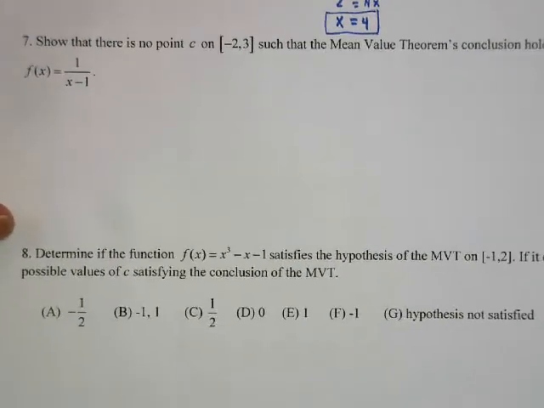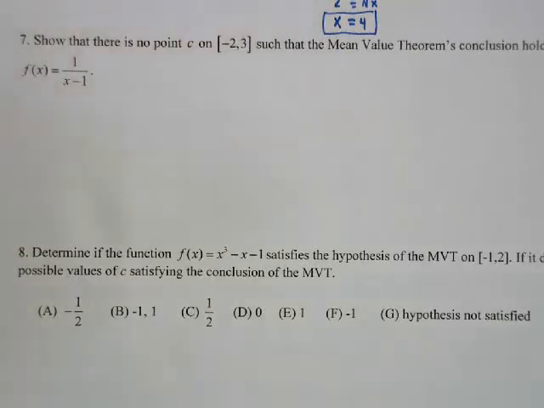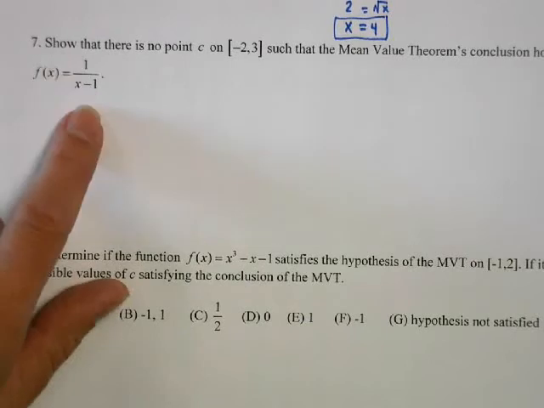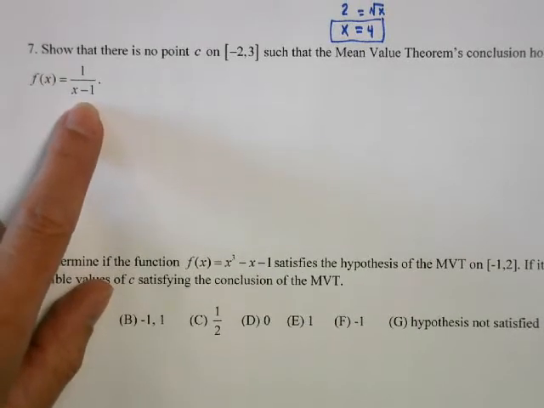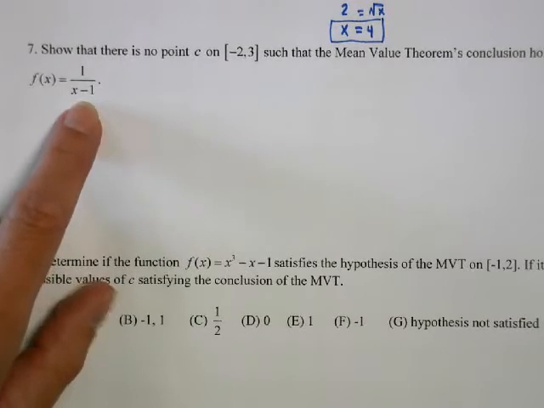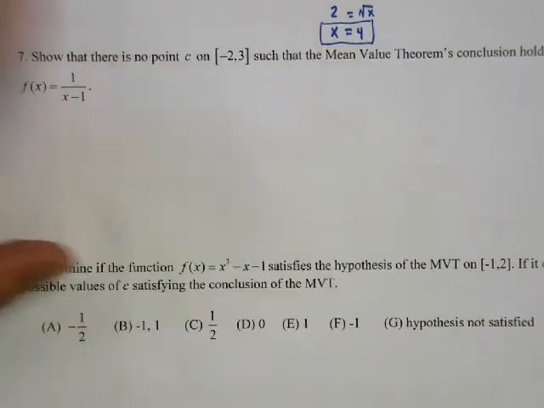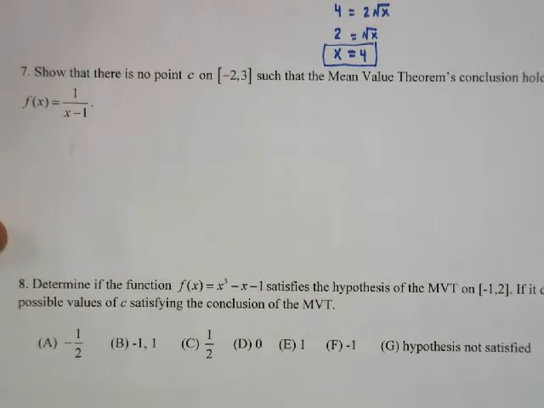In the next example, we're going to show that there's no point between negative 2 and 3 where the conclusion holds. The issue here is going to be that this is undefined when x is 1. There's going to be a vertical asymptote there. But we're going to illustrate why this doesn't work.